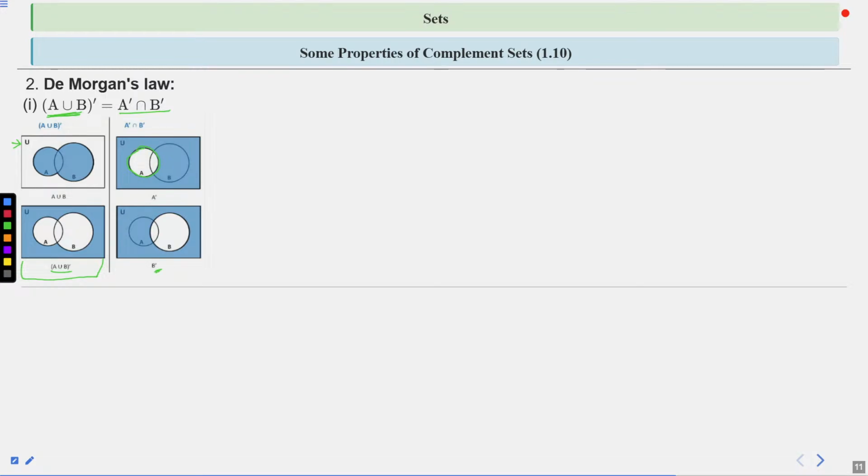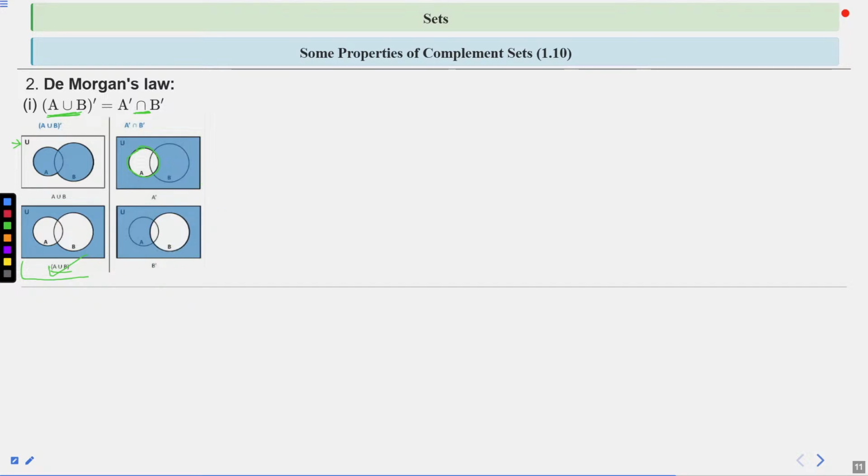The B complement will be shade your area outside B circle. So this is your B complement. Now what you have to do is intersection, meaning find out the common area. So if you observe these two images, the common area will be what? Common area will be the same as represented here. Clear? This. I hope this is clear.